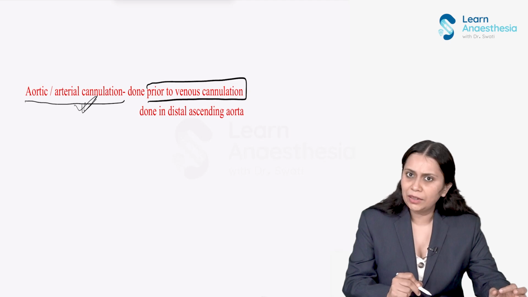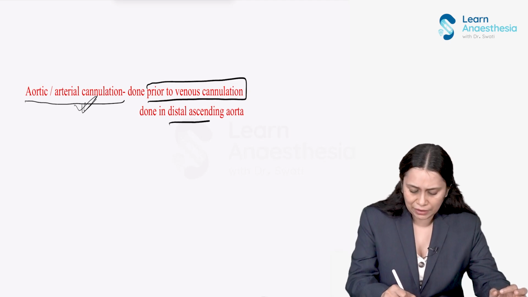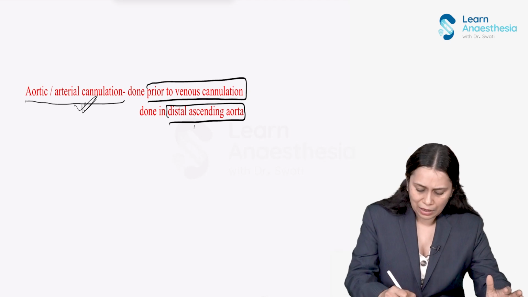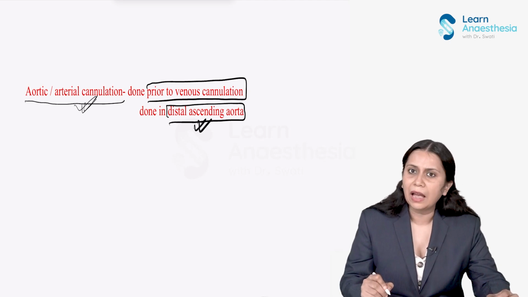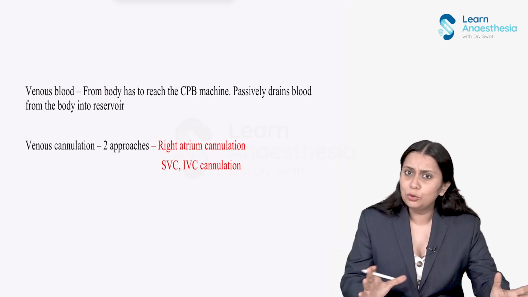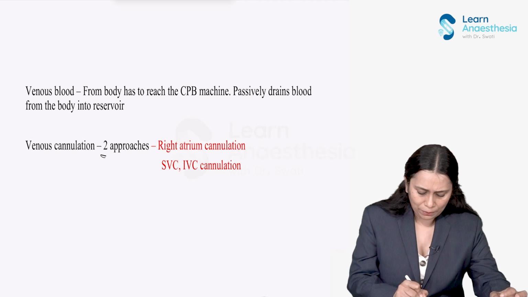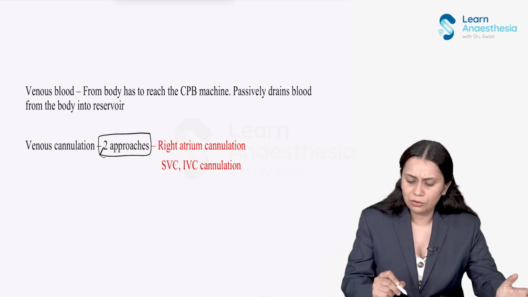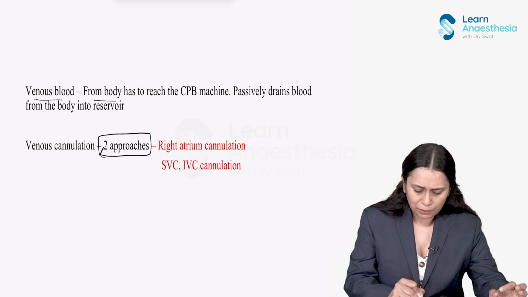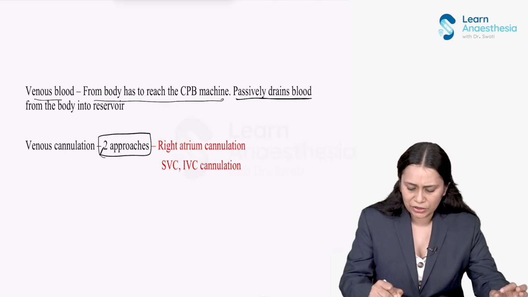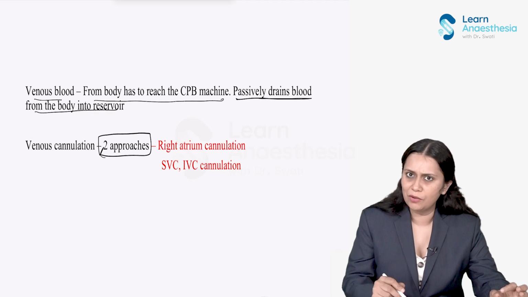Where is aortic cannulation done? It is done in the distal ascending aorta. Now coming to venous cannulation, we have two approaches. What does venous cannulation do? Venous blood from the body has to reach the CPB machine. Passively, this venous cannulation drains the blood from the body into a reservoir.